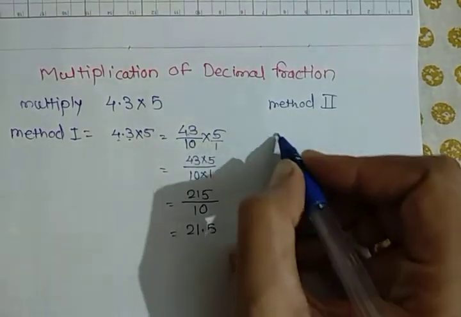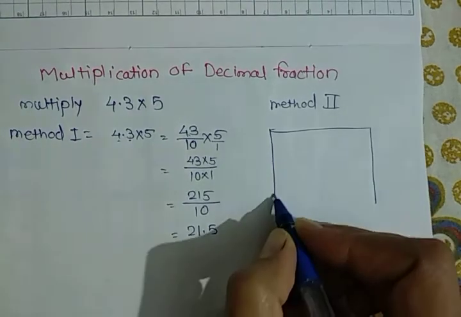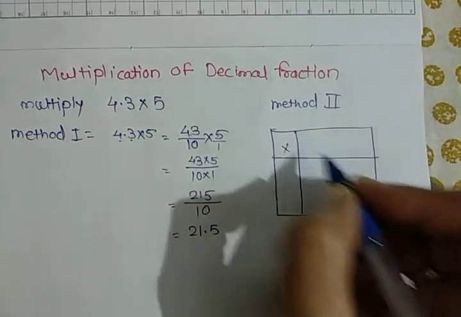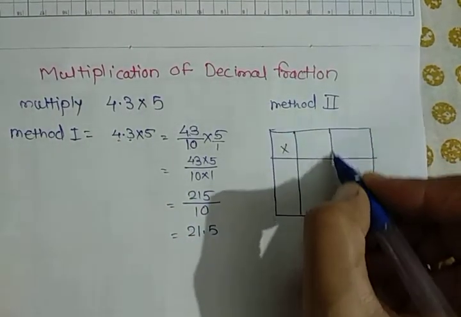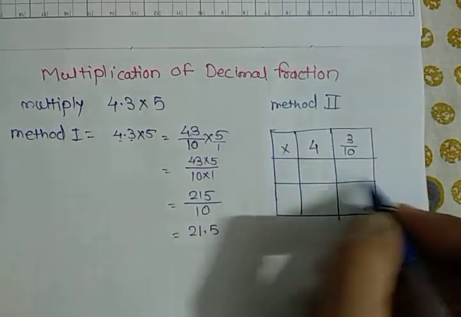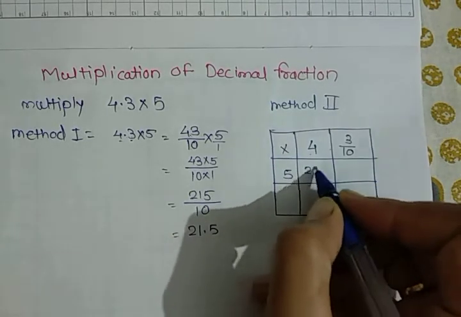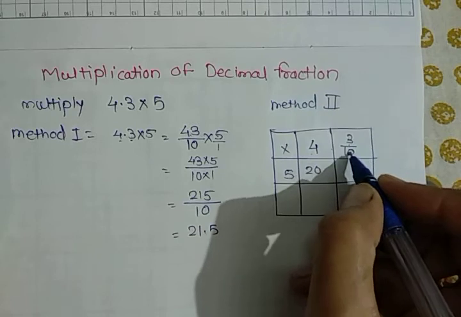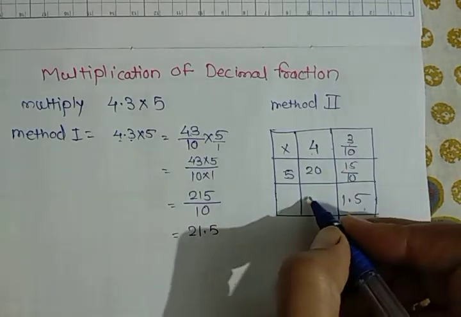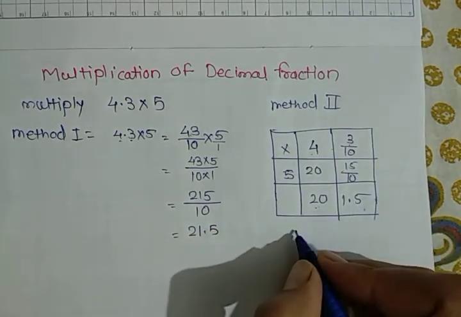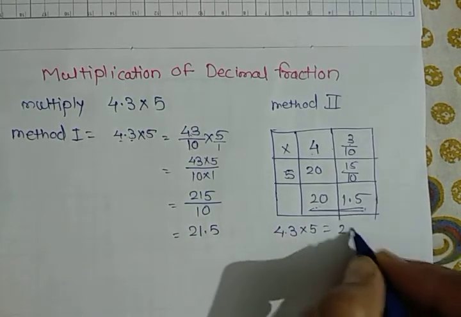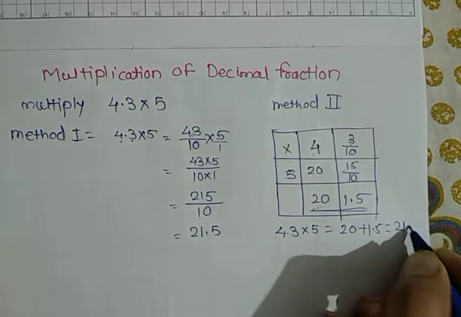See here method 2. Multiplication: 4.3 means 4 and 0.3, that is 3 upon 10, multiplied with 5. Here 5 fours are 20, and 5 into 3 upon 10, that is 5 threes are 15 upon 10, that is 1.5, and 5 fours are 20. Now add these two numbers. 4.3 multiplied by 5 is equal to 20 plus 1.5, that is 21.5.